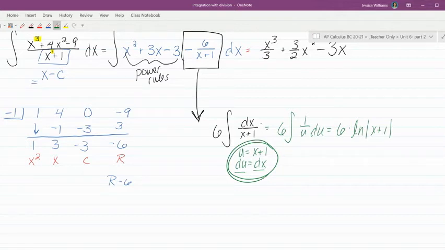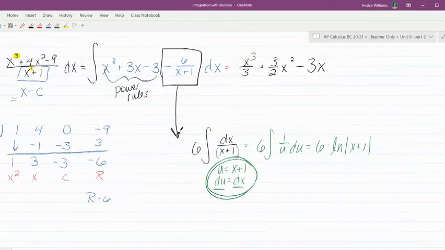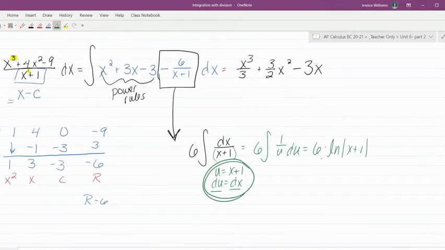So if I have a linear factor in the denominator, it's just going to be a natural log. If you don't believe it, think about what this derivative would be. I'd have a 6, and then it's 1 over whatever's inside there. So it's 1 over x plus 1. It's that fast. So don't forget the fact that it's negative. There's a 6, natural log, absolute value, x plus 1 plus c.